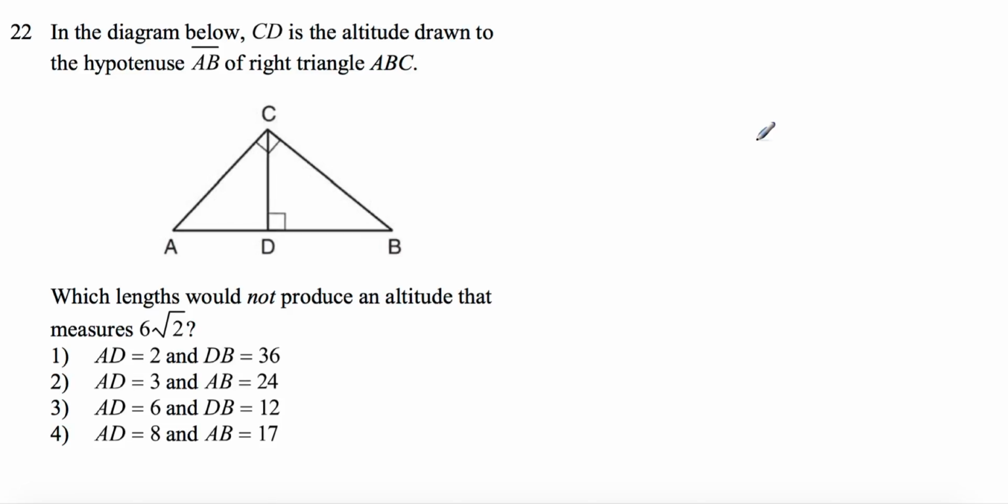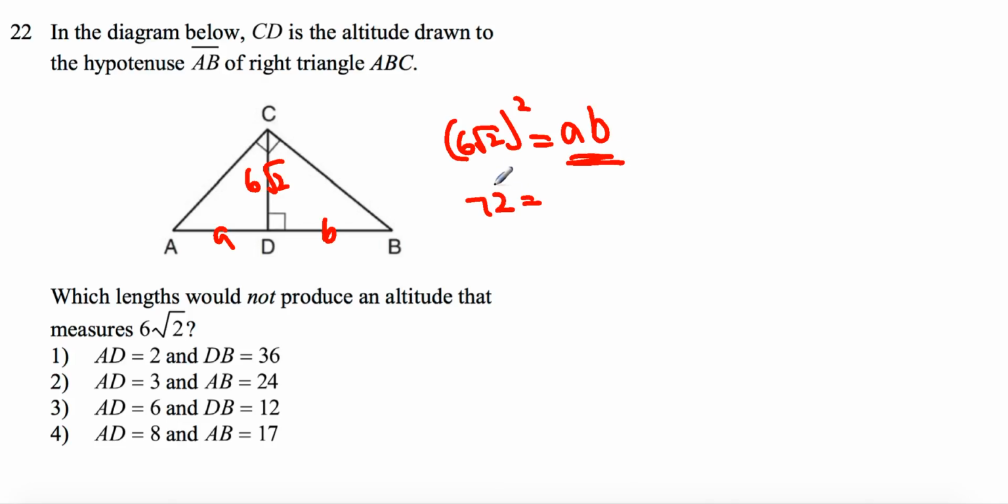So number 22 here. An altitude is drawn from the hypotenuse, and which length would not produce the altitude that makes 6 radical 2? So if this is 6 radical 2, and I call this portion A and this portion B, the relationship is 6 square root of 2 squared would be equal to A times B. Now that is equal to 72. So we are looking at two numbers that multiply to 72, then it'll be okay.